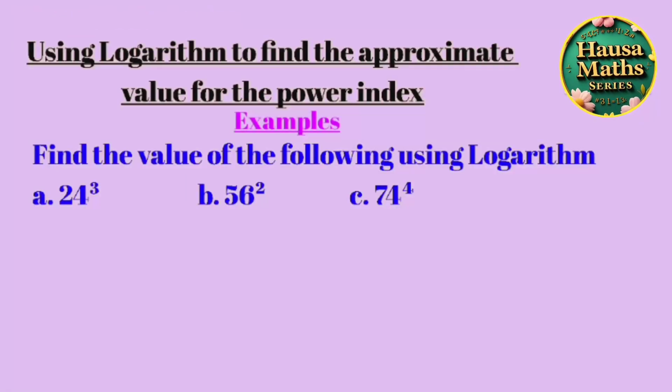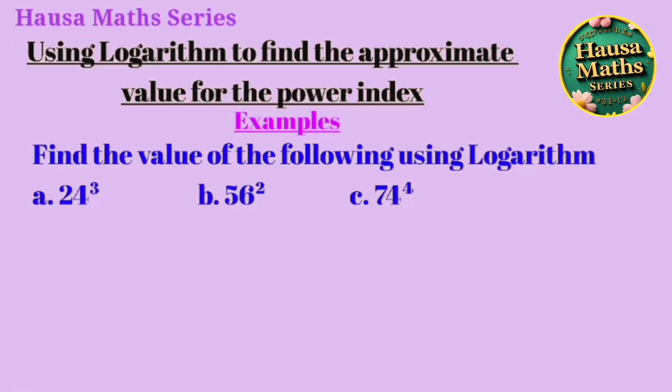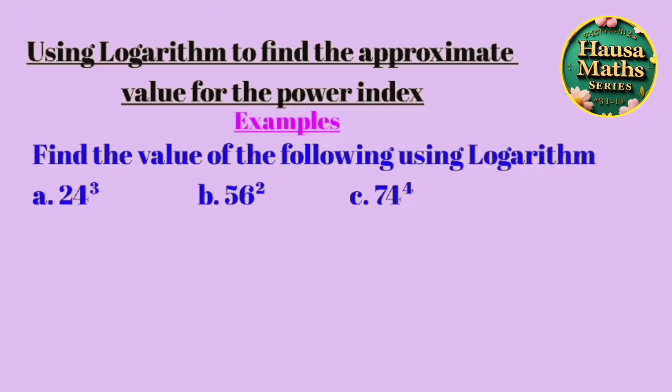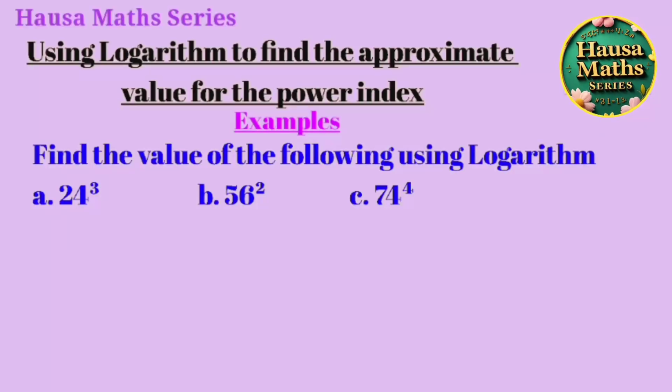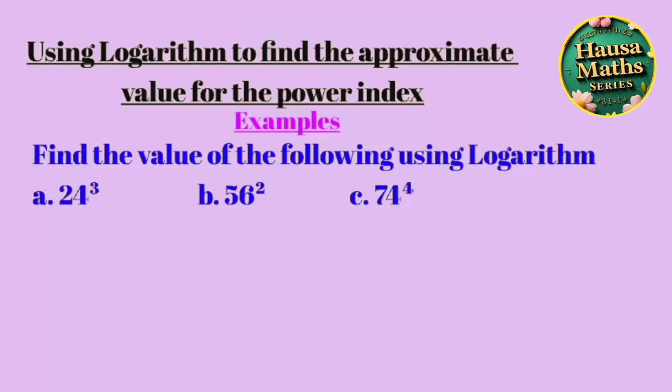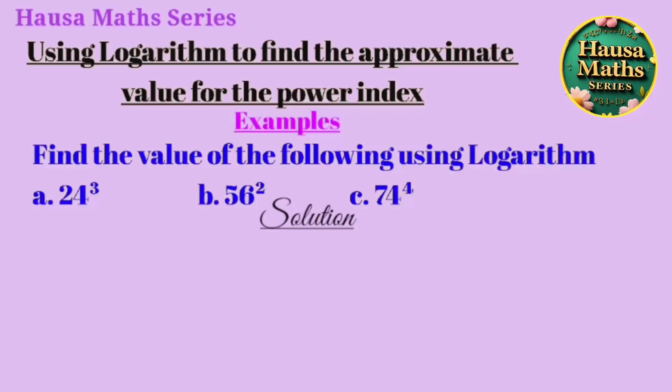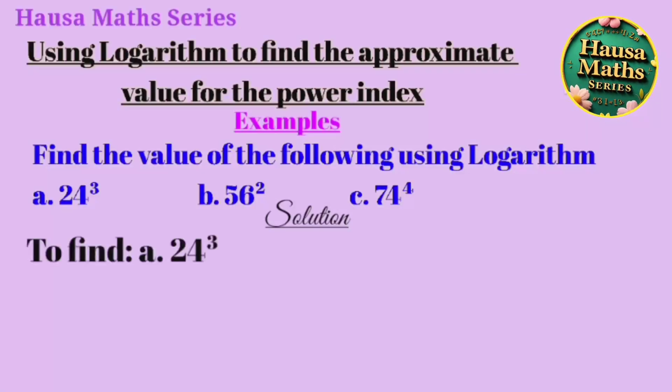This is lesson 7. In this lesson we are going to find the value of numbers with a power. We are going to use logarithm to find the approximate value of the power index. Take example 2: a, 24 raised to power 3; b, 56 raised to power 2; c, 74 raised to power 4.